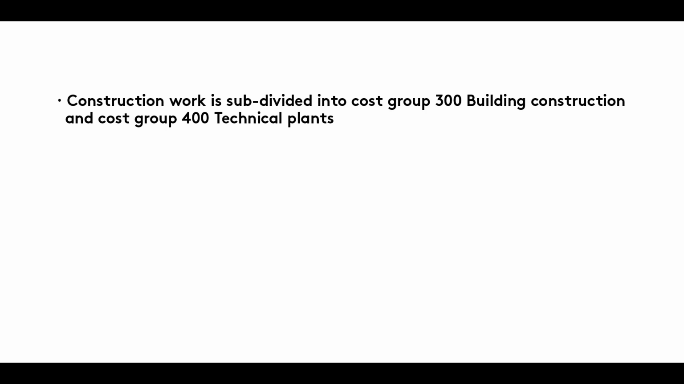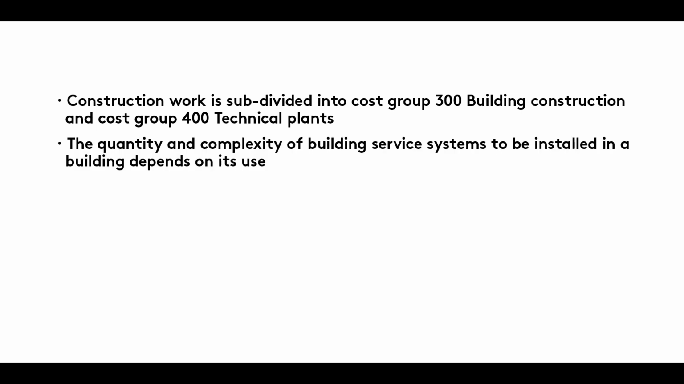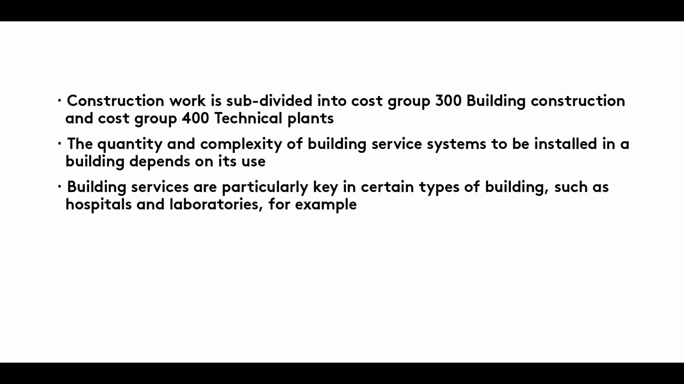Summary. Construction work is subdivided into Cost Group 300 building structures and Cost Group 400 building services. The quantity and complexity of building service systems to be installed in a building depends on its use. Building services are particularly key in certain types of building, such as hospitals and laboratories, for example.